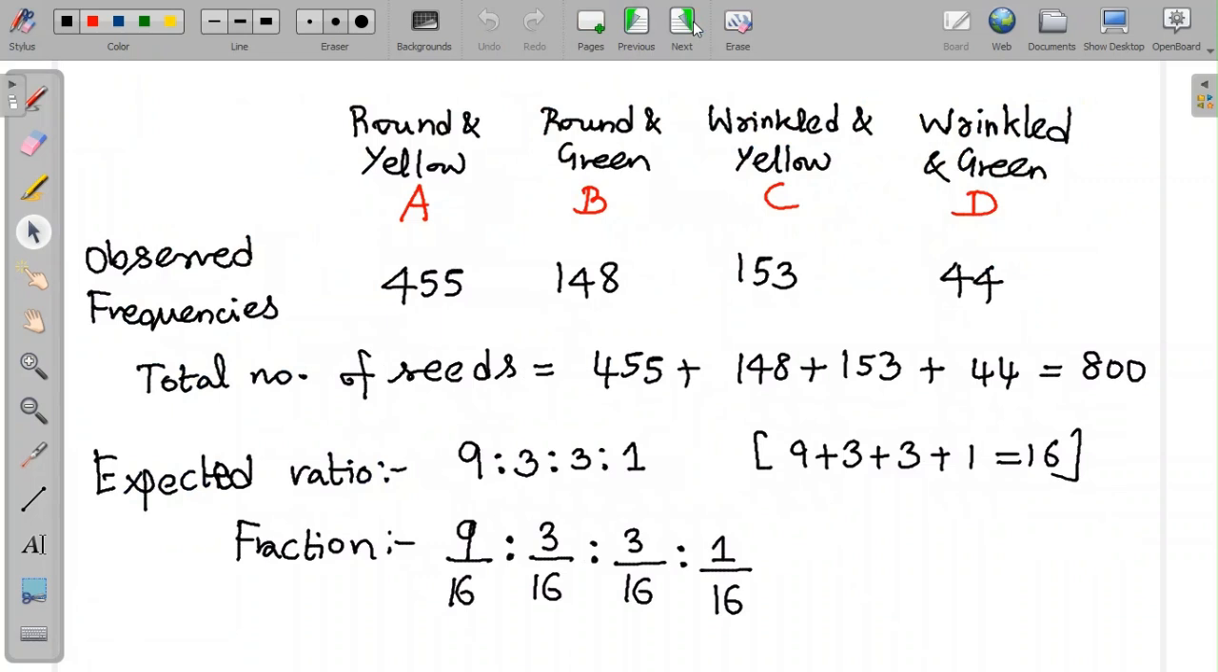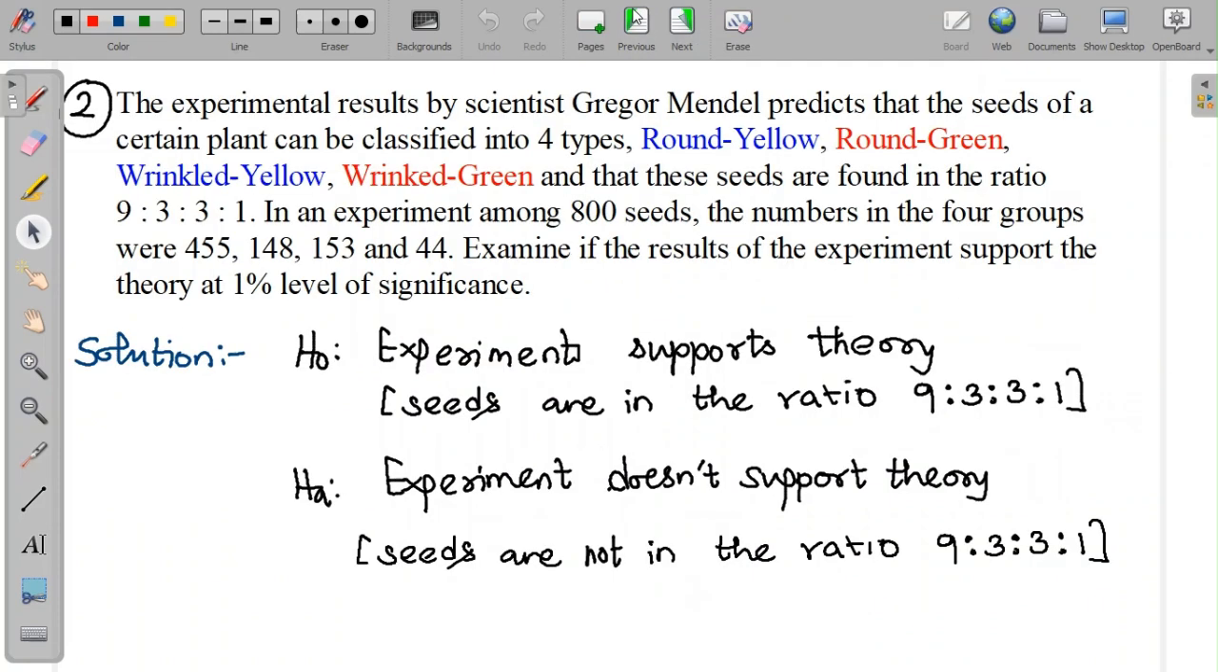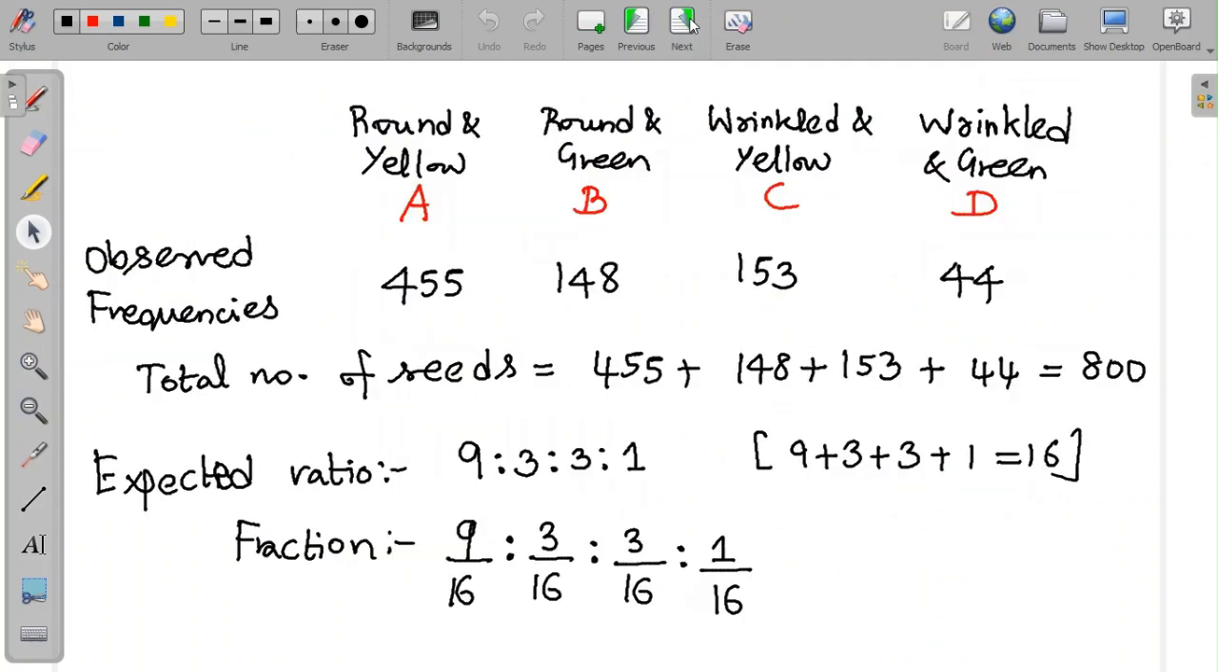To find the observed frequencies, we see that their total number comes to 800. I have given the names A, B, C, and D to the four types. Round and yellow is A, round and green is B, wrinkled and yellow is C, wrinkled and green is D. So their total number is 800 as per the question.